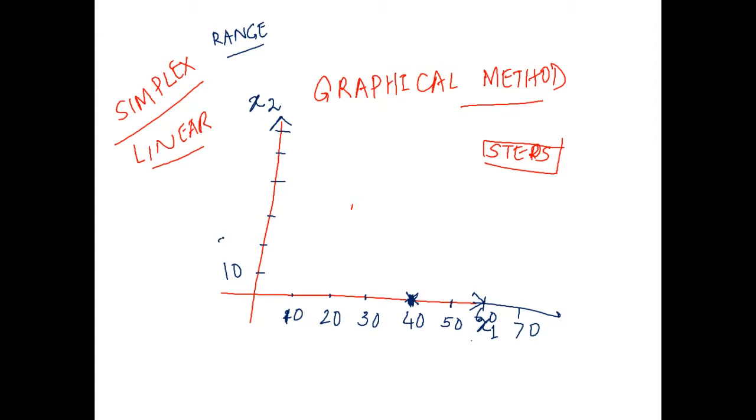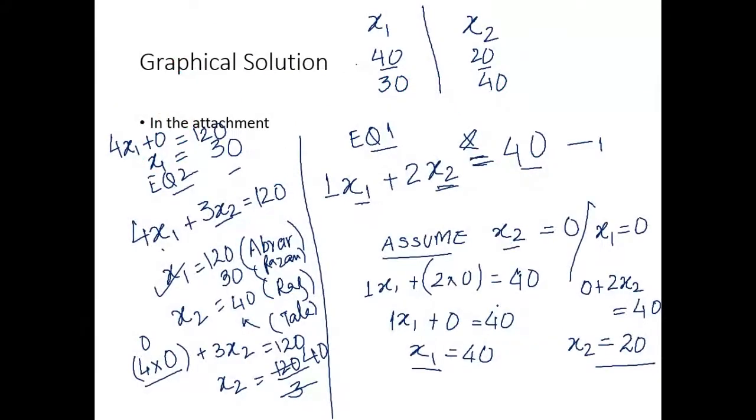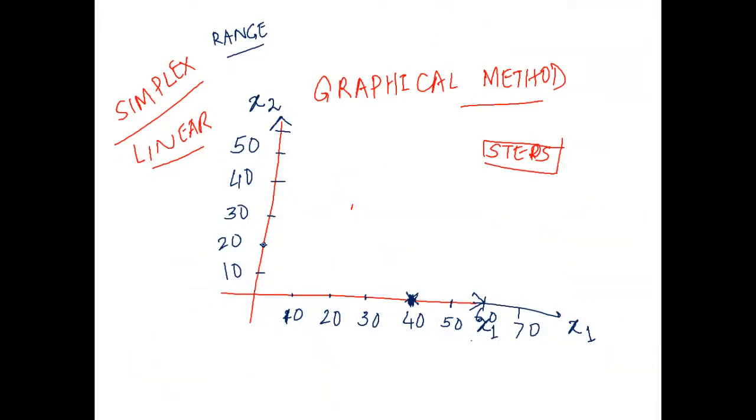So we can keep the same intervals: 0, 10, 20, 30, 40, and 50. No need to go further because we don't have any value more than 40. So we just keep this much. We have already plotted the value of x1 on the graph, and that value is here. Then we'll have to plot the value of x2. So what is the value of x2? Here is 20.